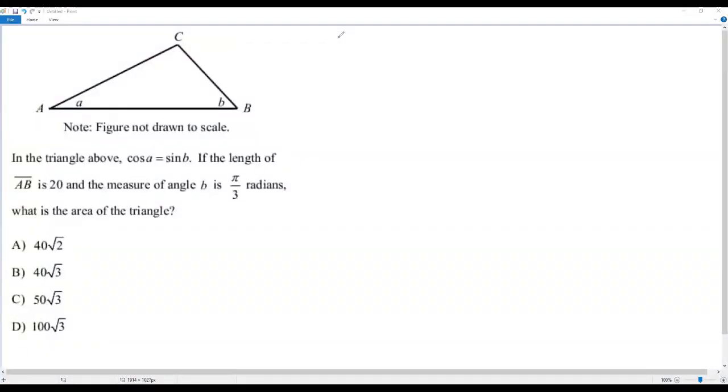Here we have a SAT math problem. Okay, let's go to the question. In the triangle above, cosine A equals sine B. If the length of AB is 20 and the measure of angle B is 5π/3 radians, what is the area of the triangle?